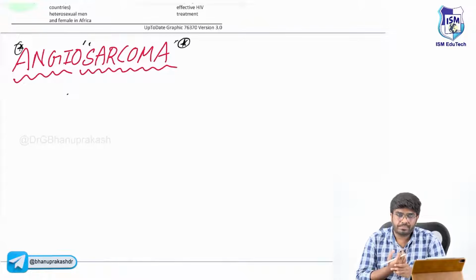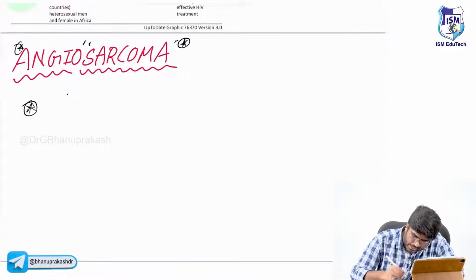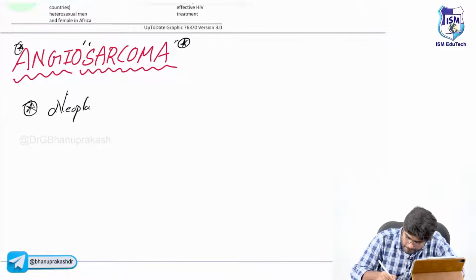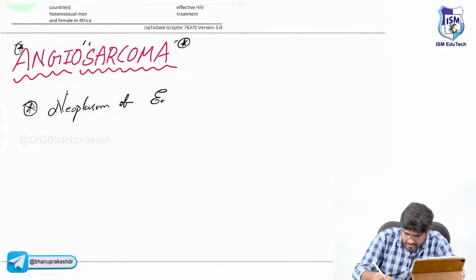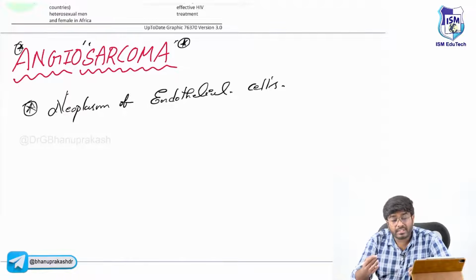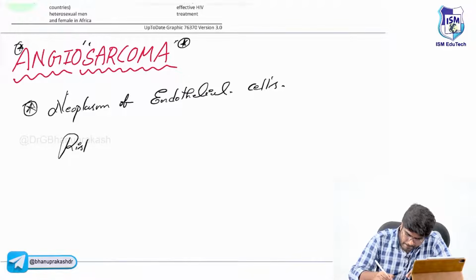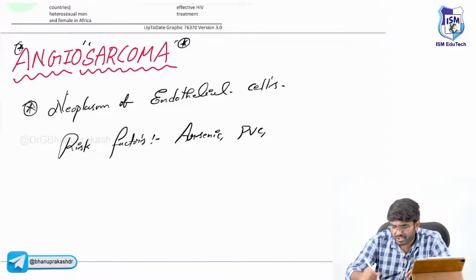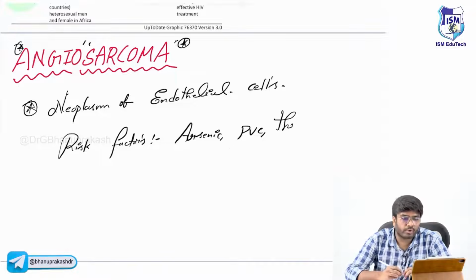Polyvinyl chloride exposure. Let me write the first important points. So, angiosarcoma is a cancer. It's a neoplasm of endothelial cells, so cancerous cells. It's a cancer of endothelial cells. What are the risk factors? Risk factors include arsenic, polyvinyl chloride exposure, and thorotrast.